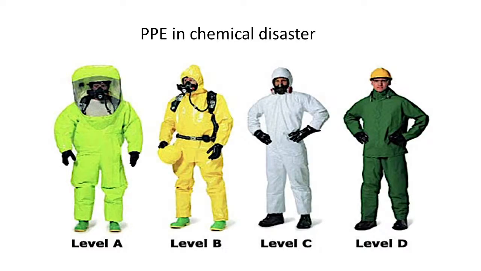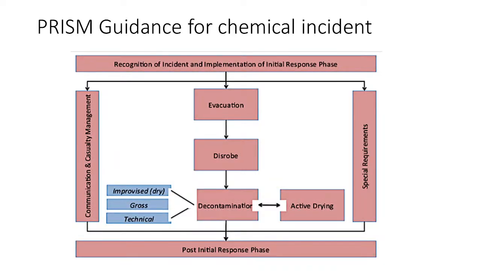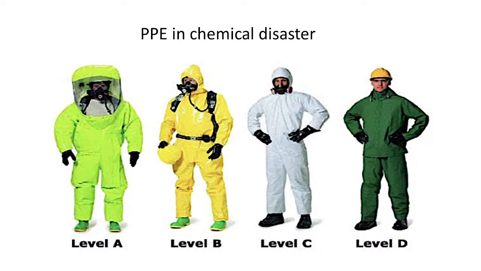So this is about what sort of PPE you will be using when there is a chemical disaster. You all know that there are four different levels of PPE: A, B, C and D. So what is A? You can see here there is a self-contained breathing apparatus inside the encapsulated suit. It is totally chemical resistant. So even the SCBA is within that chemical resistant suit.